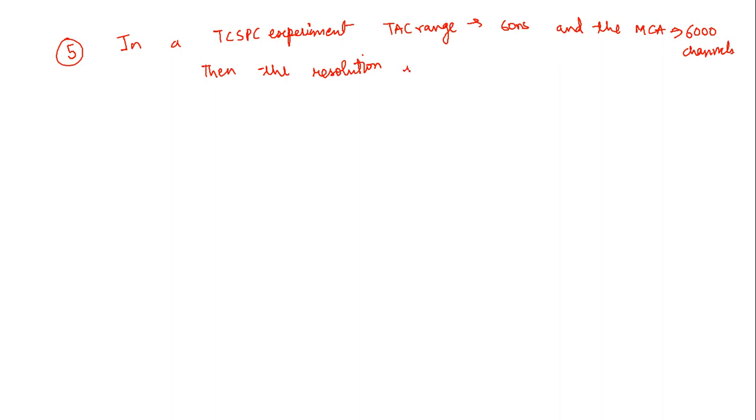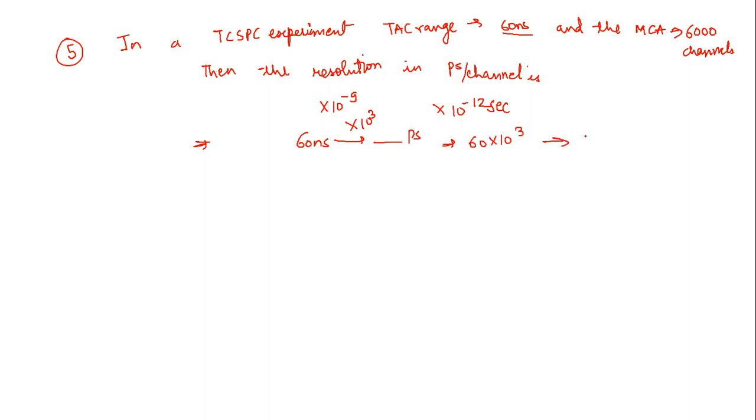Now see, the time resolution in picosecond per channel is. First of all, to get that, as you can see from the unit, 60 nanoseconds is given to us, so we'll convert it to picoseconds. 1 nanosecond is equal to 10 to the power minus 9 seconds, and 1 picosecond is equal to 10 to the power minus 12 seconds. Therefore, we'll multiply by 10 to the power 3, and it comes to be 60 into 10 to the power 3, or it can be 6 into 10 to the power 4 picoseconds.